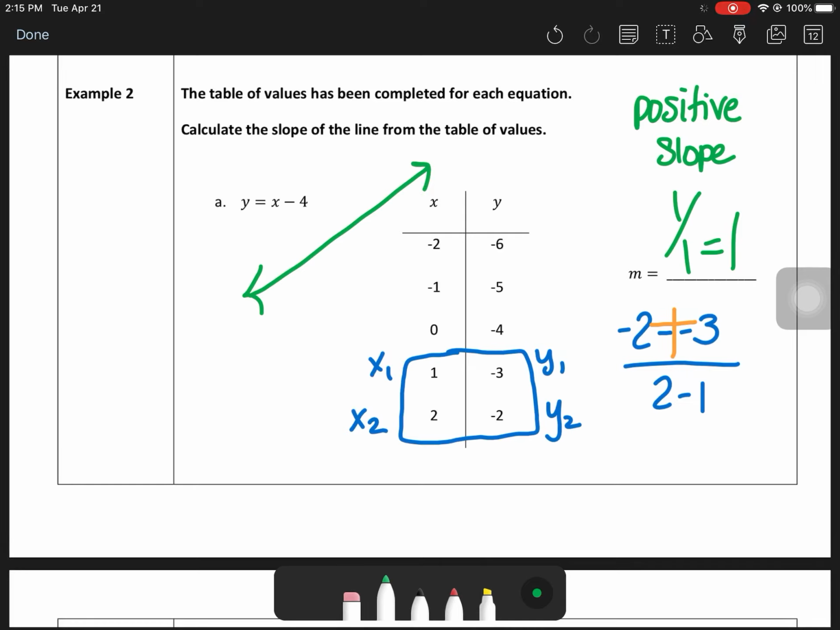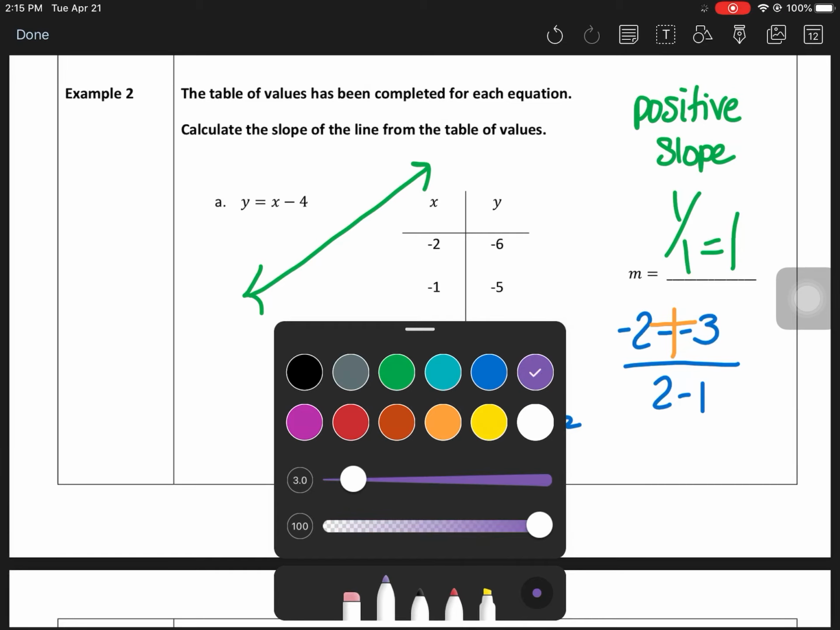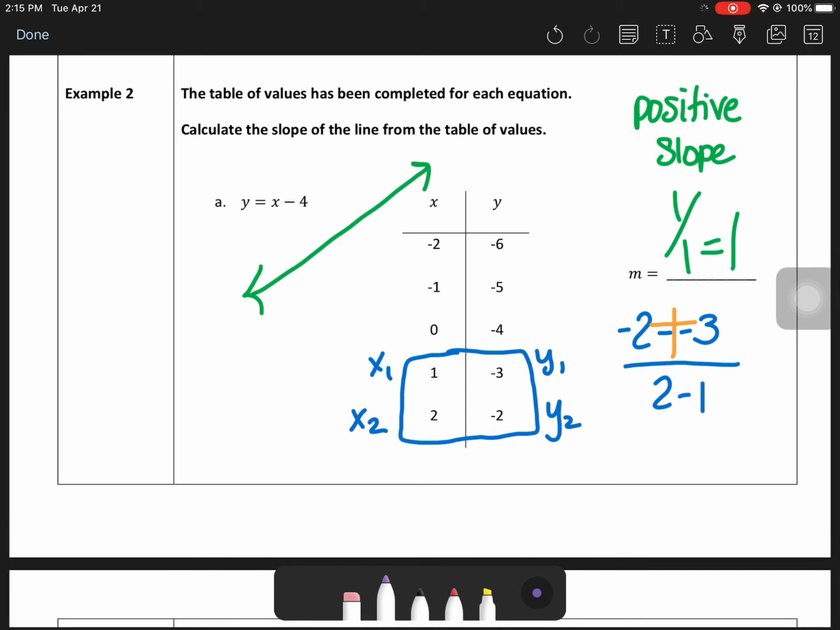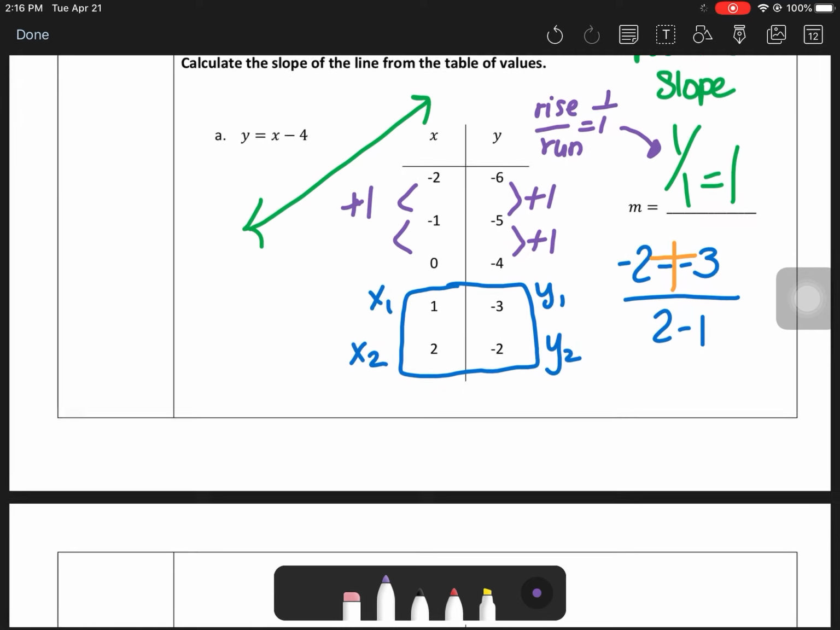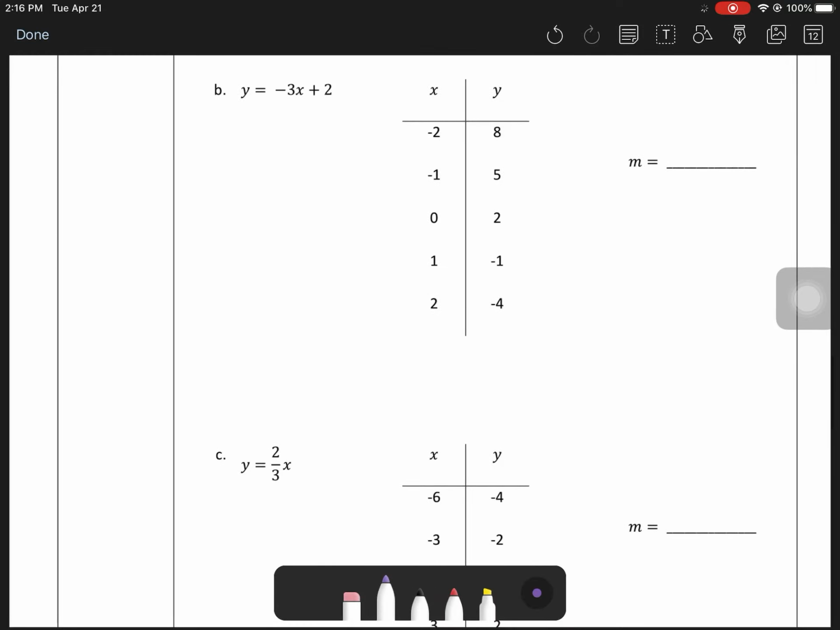But let me also show you a little trick that we could do that would make things quicker. As long as we are changing by the same amount each time, in this case I'm adding 1, and in this case I'm adding 1, which is the same amount each time, remember that our rise over our run is our slope. Rise means what is the change of the y values? They're going up 1. What is the change of the x values? They're going up 1. And that's the exact same thing that we got when we subtracted the points.